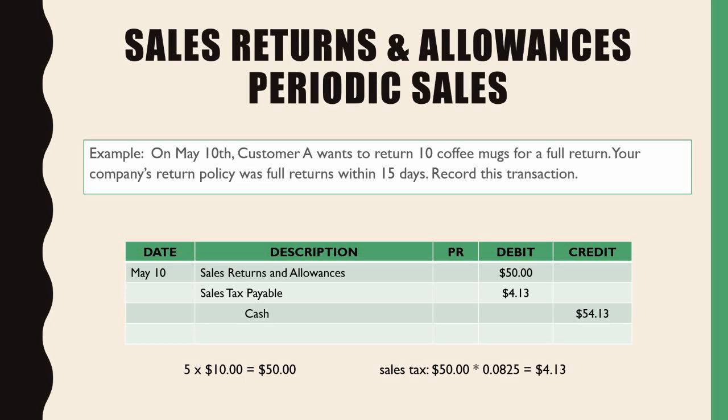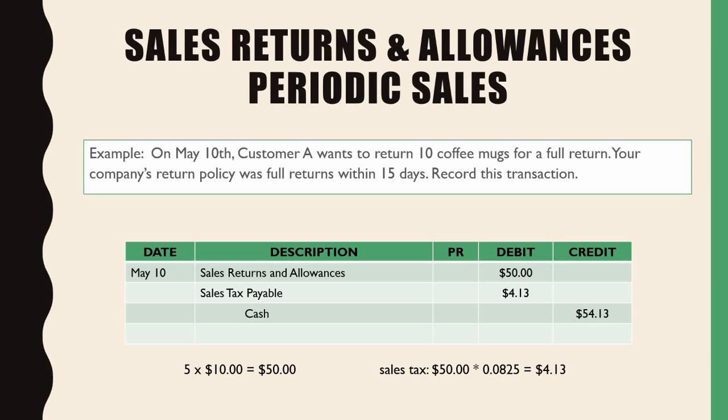And this is what I want you to do. I want you to take the sales returns amount and calculate the sales tax off of this amount, because this is going to give you a quicker way to figure out how much tax money you're going to be giving back, instead of having to go through the whole process again, saying, okay, I sold them 50, now I end up returning 10 of them, so that means I sold 40. What is 8.25% of the 40 mugs that I sold? No. This is much easier.